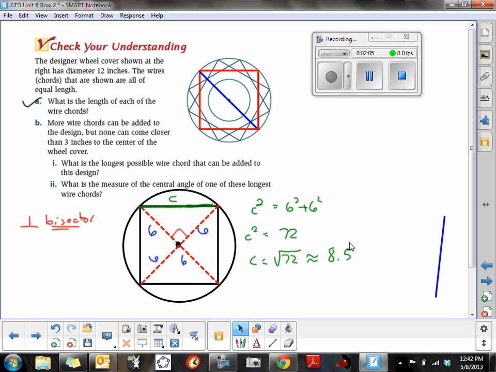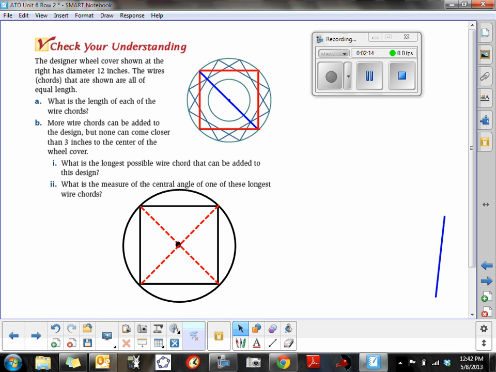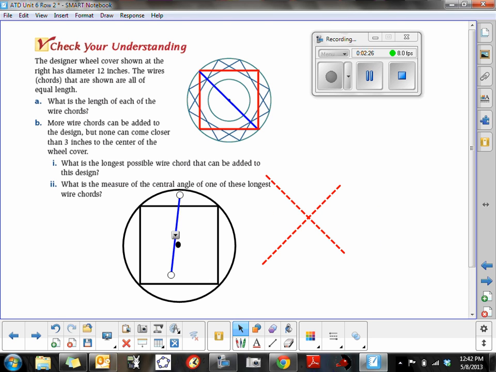Now with question B, it says more wire cords can be added to the design, but none can be closer than 3 inches to the center of the wheel cover. So I want to adapt my picture a little bit. What they're telling me is not that the diameter changes, but that when we draw a cord, none of these cords can be any closer to the center than 3 inches. So I'm going to say this represents a distance of 3 inches. No cord can get closer than that.